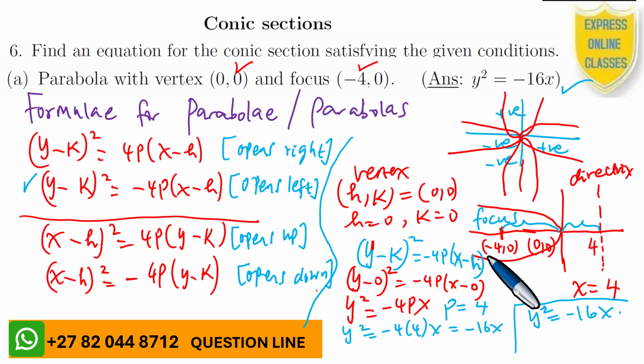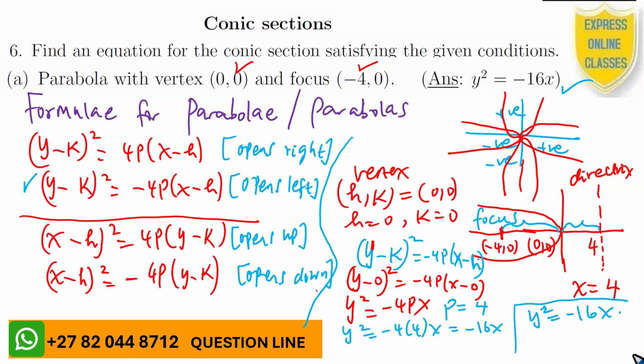Right, we'll continue. So this is the answer. Any question about this one? We must know the formulas we need to use so that we can know which formula is going to be used. But how can you remember these 4 formulas?